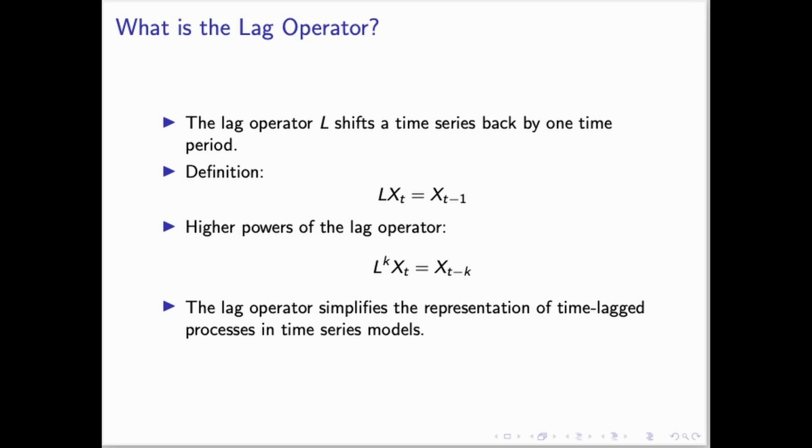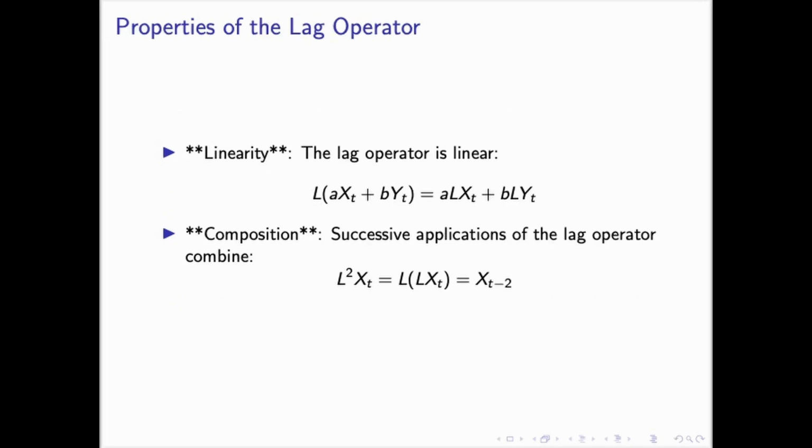For example, higher powers of L shift the variable further back in time. L squared x_t means we are looking at x_{t-2}. This operator is very useful when working with time-lagged processes in time series models, especially because it allows us to use shorthands for representing complex relationships. The lag operator has two key properties.